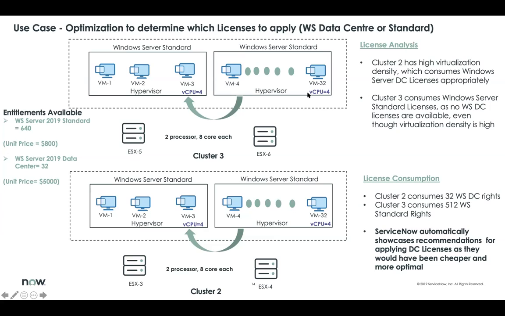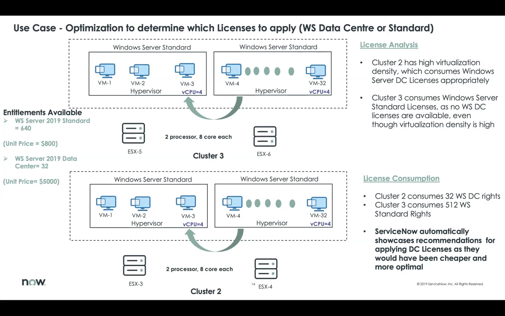Now, as this cluster got licensed with data center, ServiceNow then automatically assigns the remaining standard licenses to cluster 3, even though the virtualization density is high. But we do realize that this could be an optimization recommendation to the customer, because the customer could have just taken 32 data center licenses and assigned them to cluster 3. Even though the cost of a unit of data center license is more than a standard unit cost, if you do the maths, 32 licenses of data center are cheaper than applying about 512 rights for cluster 3.